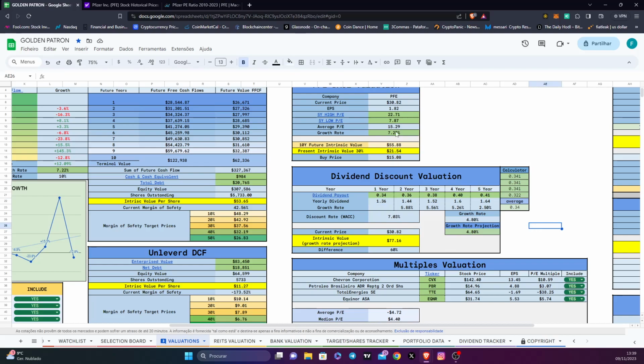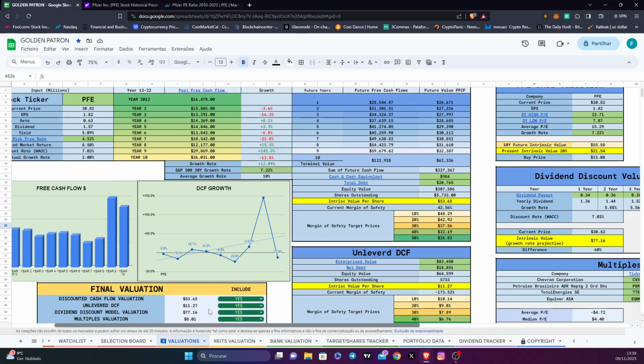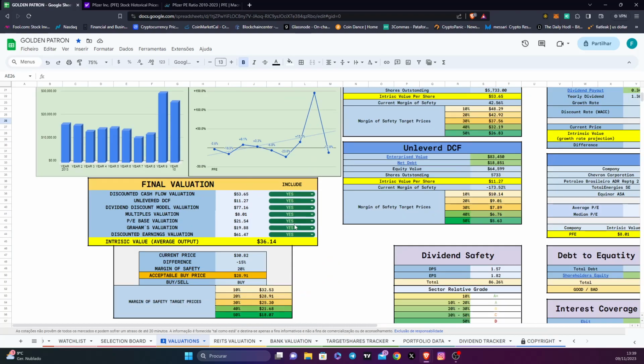So that's how we evaluate it, and I'm just going to bring it down here because since we used it, the only model that we've done is this one yesterday. We did unlevered dividend discount valuation yesterday. Dividend discount, we didn't do the multiples, so we're going to take it out. PE based valuation, Graham's, we didn't do it, and the earnings discount as well. So $40.